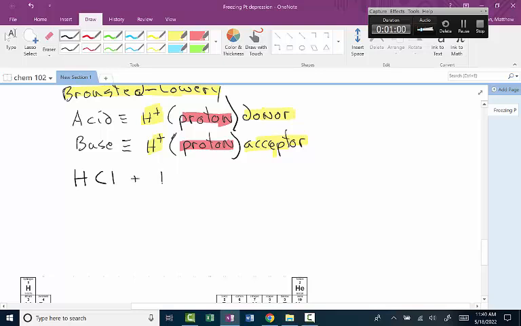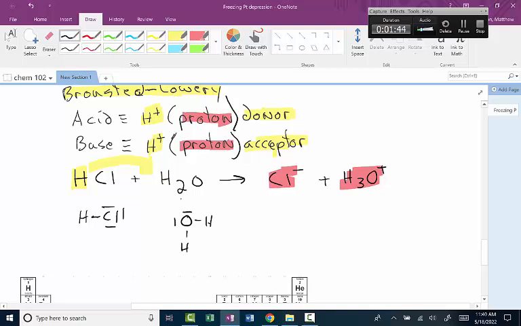HCl plus water gives us Cl- plus H3O+. The proton that's donated is H, and it goes to the water, and that ends up with chloride and H3O+. So how it works is if I draw the Lewis dot structure, I've got HCl and water, and this electron pair right here is going to go over and grab that proton. You think about it that way.